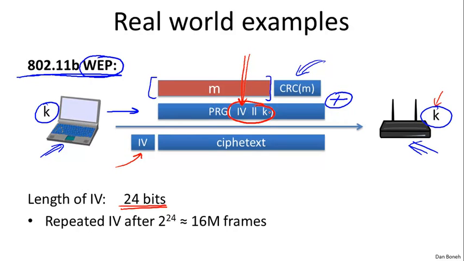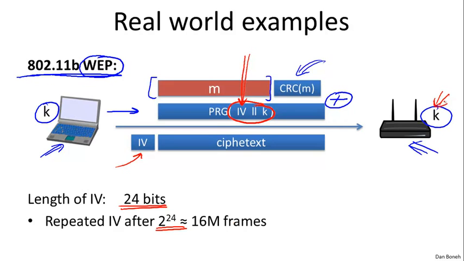Now the problem with this, of course, is that the IV is only 24 bits long, which means there are only 2 to the 24 possible IVs. So after 16 million frames are transmitted, the IV has to cycle. And once it cycles, we essentially get a two-time pad. The same IV would be used to encrypt two different messages. The key K never changes. It's a long-term key.